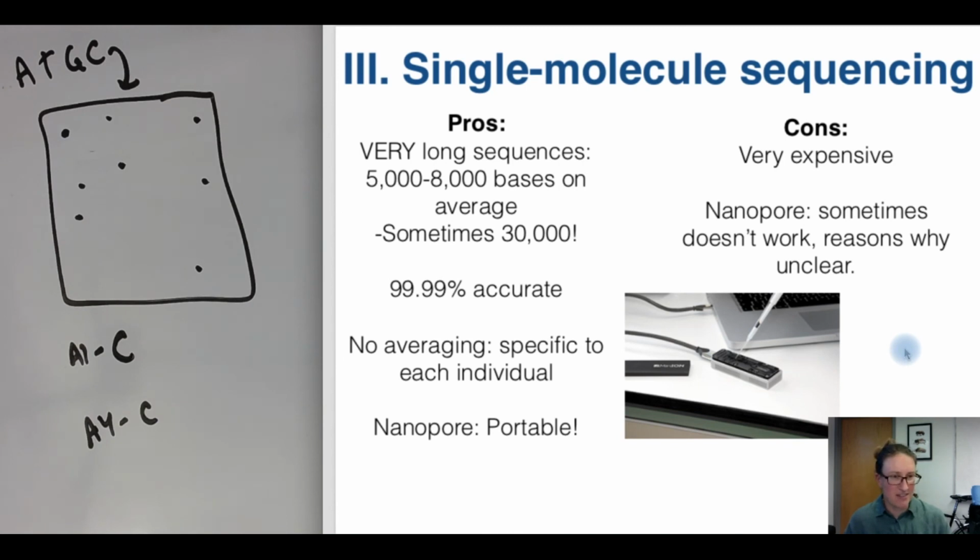There are some downsides. These methods are still very expensive right now, so they're limited to special applications, and we don't entirely understand why, but in some cases, nanopore sequencers just don't work. Hopefully we'll be able to puzzle through that at some point, but there are still limitations to working with these sequencing methods.